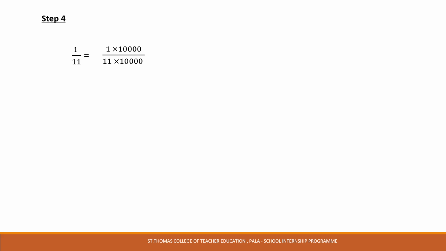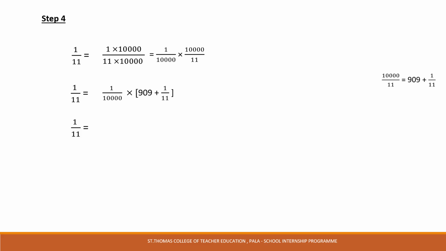Multiplying numerator and denominator with 10,000. And we split it as 1 by 10,000 into 10,000 by 11. Very good. And then we write it as 1 by 10,000 into 909 plus 1 by 11. You will get this answer by simply dividing 10,000 by 11. Okay. Now applying distributive property and we write it as 909 by 10,000 plus 1 by 11,000.